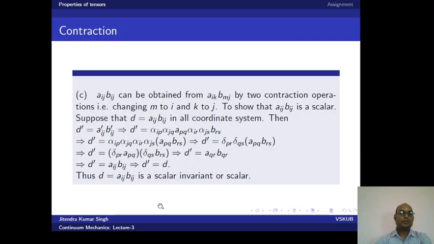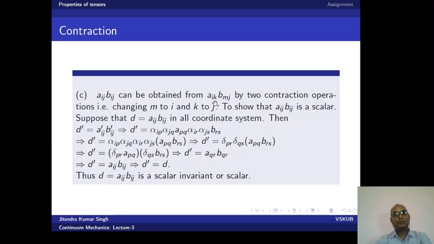Now we shall prove the third result. So we have to show that this aij bj is a scalar, we have to prove. So how we shall get this aij bj? So we know that this aik bmj, this is a fourth order tensor. Now I am doing the two contraction operations, means I am changing this symbol m to i and k to j. So there are four free suffix.